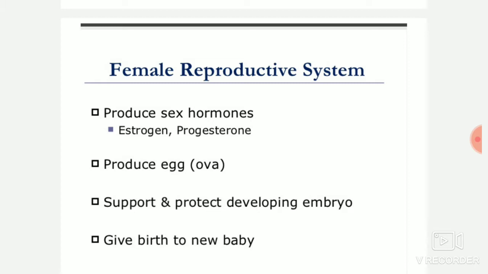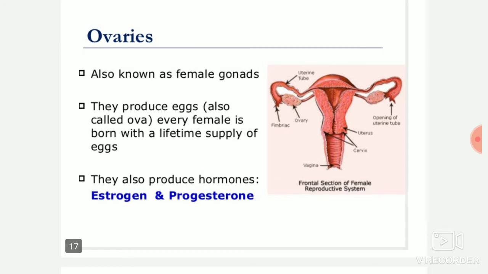So what happens here? The ovary produces ova, then the fallopian tube is there and the uterus is there. All these organs combine together and form the female reproductive system. First we will discuss the ovary, also known as the female gonads, as it produces the female gamete, the ova, the egg. Every female is born with a lifetime supply of eggs, meaning thousands of immature eggs are present in the ovary of a female.